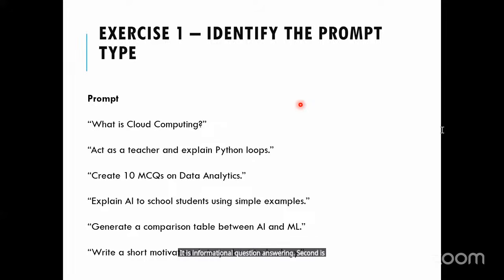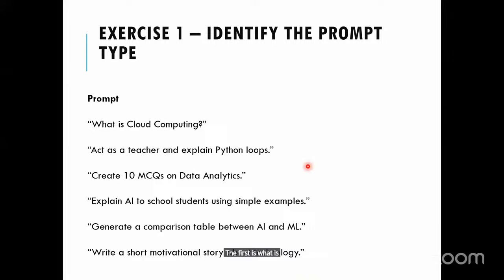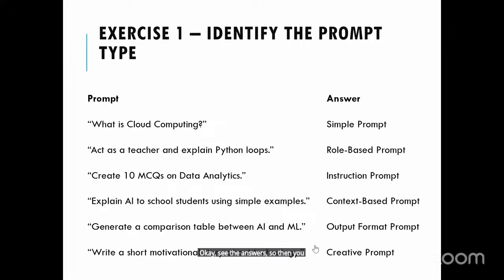Second is a role based prompt. And third is a content generation prompt. Fourth is an instructional prompt. And fifth is a comparison prompt. Yes, let's check the answers. The first is what is cloud computing? Act as a teacher. 10 MCQ. Explain AI. Okay, see the answers. Then you will figure it out.